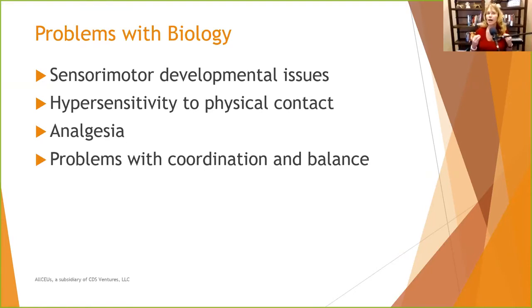Again, we want to back up. No, after we get the situation under control. But mentally, we want to back up and say, what prompted that? What were the vulnerabilities going into that? Is this person hypersensitive to physical contact? Why? And what can they do to learn how to work with that?